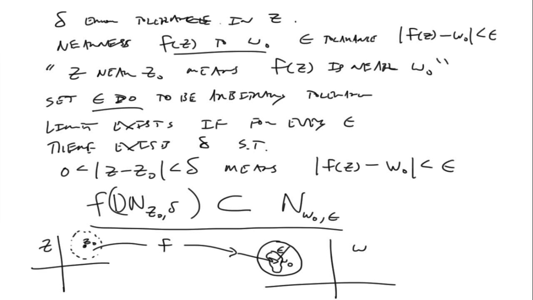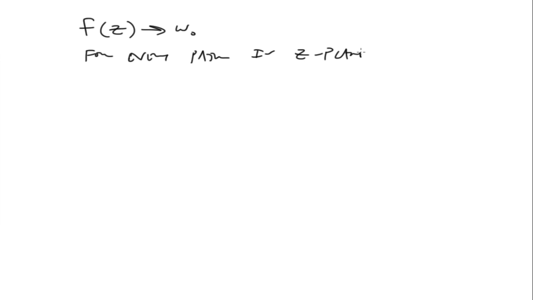So there's other alternative ways of stating the same thing. You're basically saying that f of z goes towards w naught for every path in the z plane, every path in the z plane, z going to z naught.